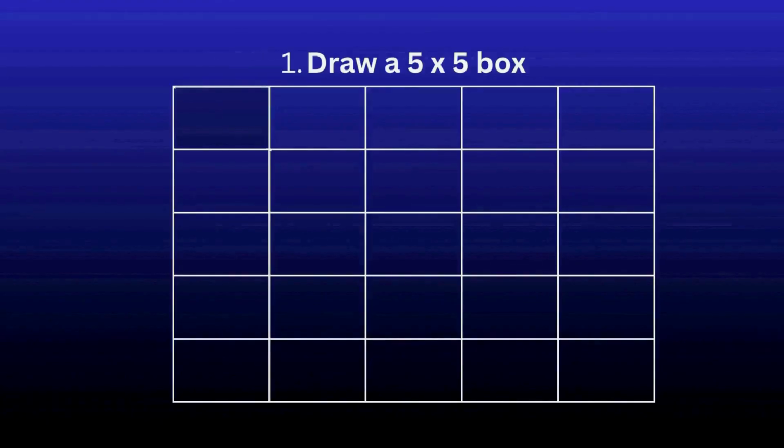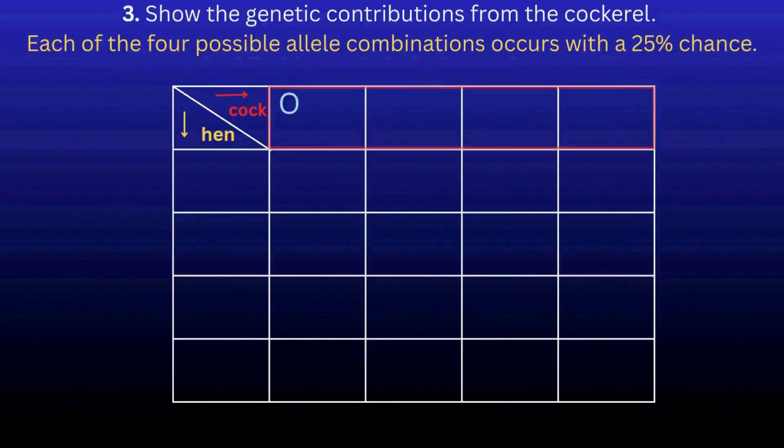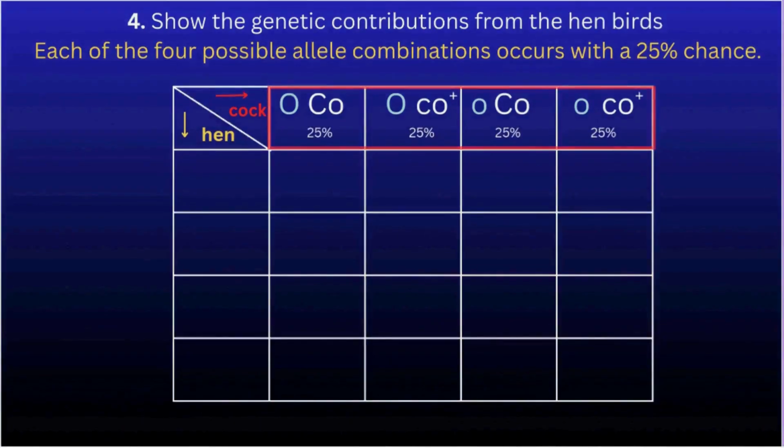First of all, she draws a 5x5 box to make her Punnett square. Then she divides the first top left side box diagonally and writes cockerel and hen as shown in the figure. She shows the genetic contributions from the cockerel along the top row. Each of the 4 possible allele combinations occurs with a 25% chance. The filling in of the boxes needs to be done methodically to avoid confusion later on.